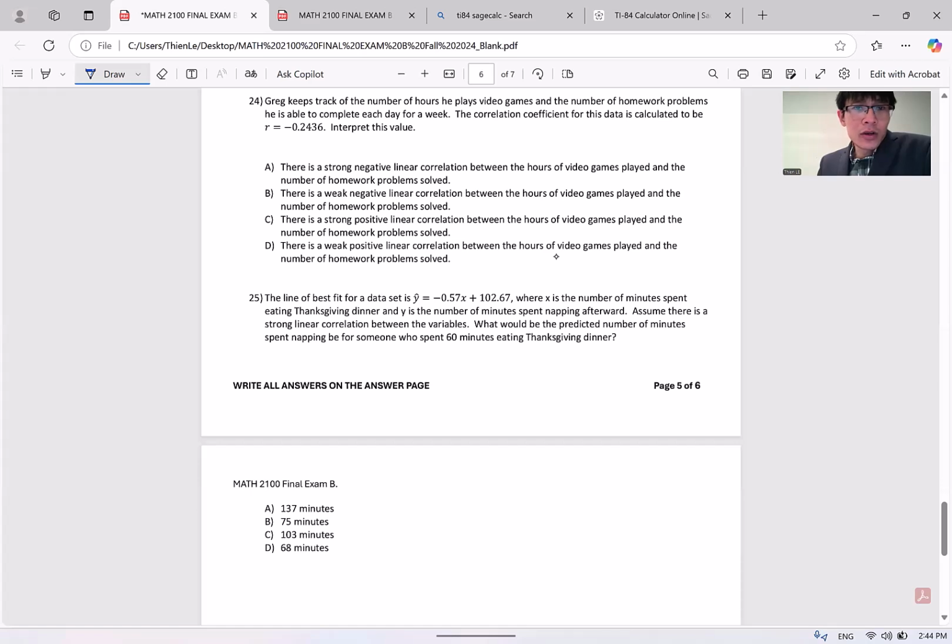So it shouldn't be C or D, because C and D talk about positive. And in this case, it will be weak, right? We do have a rule to say when you have a strong linear correlation and when you have a weak one. In this case, your R is negative 0.2, which we define as weak, okay? In order to be strong, the absolute value of R must be between 0.7 and 1, roughly speaking. Here the absolute value of R is about 0.2, which is less than 0.3, so B will be the correct choice.